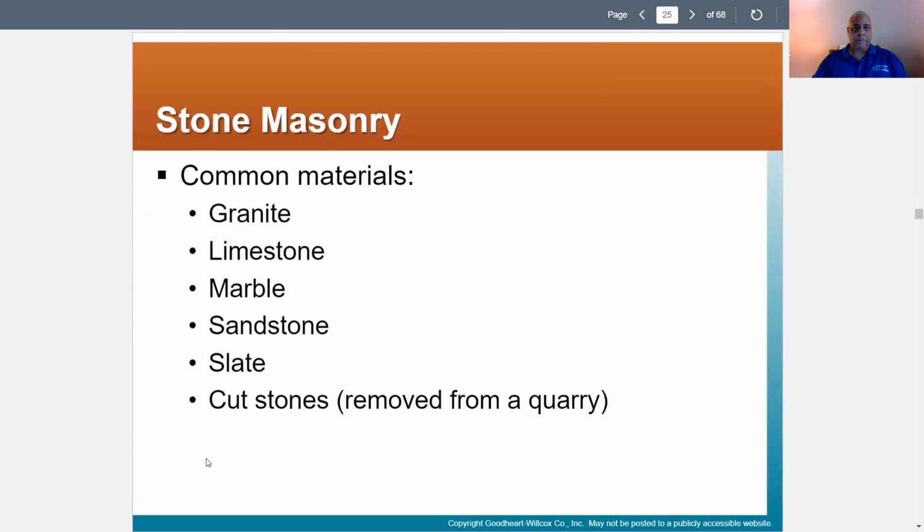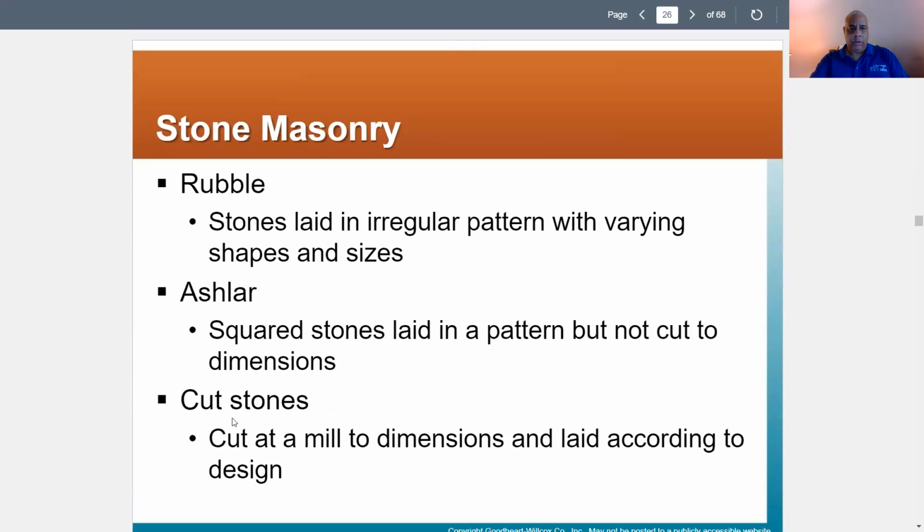Stone masonry. Common materials are granite, limestone, marble, sandstone, slate, cut stones, and your cut stones are removed from your quarry. Stone masonry, where you have your rubble. And of course, rubble is stones laid in an irregular pattern with varying shapes and sizes. Your ashlar, or ashen stone, which are squared stones laid in a pattern but not cut to dimensions. And you have cut stones, cut at a mill to dimensions and laid according to design.